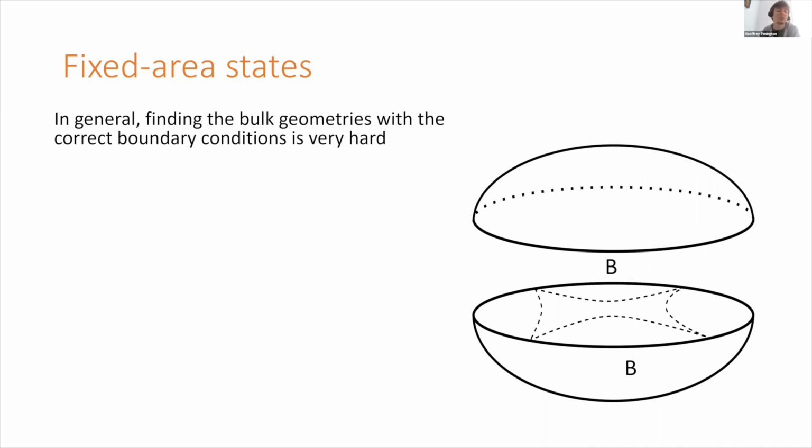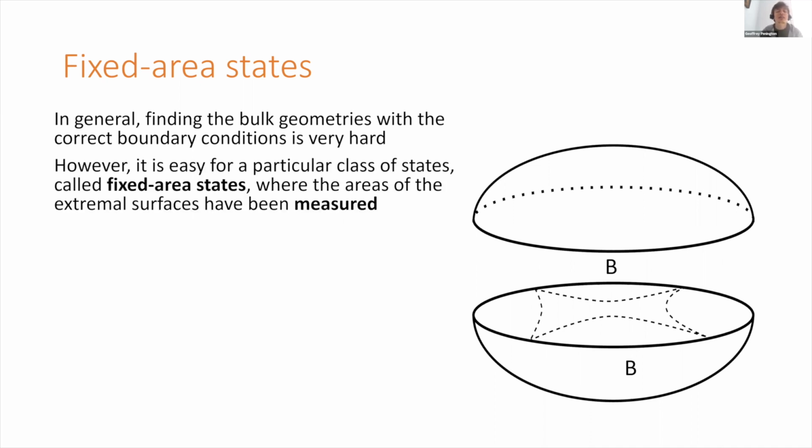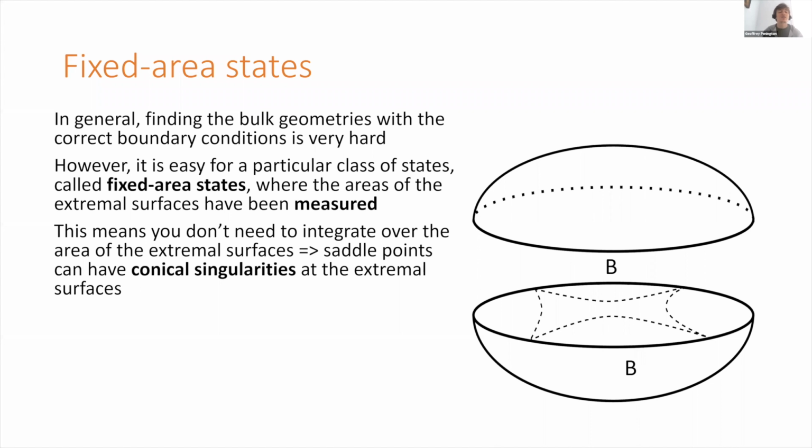So you need to make another simplifying assumption, that you're going to consider what are called fixed area states, which is some particular class of states that have this very nice property: you've prepared some state using Euclidean path integral, and then you measure the areas of all the extremal surfaces. So all these dashed lines are just going to have their areas measured. So what does that mean? It means when you do the path integral and look for saddle points, you're no longer integrating over the area of that extremal surface because that's fixed by the measurement outcome. And so the saddle points are allowed to have conical singularities sitting at that extremal surface.